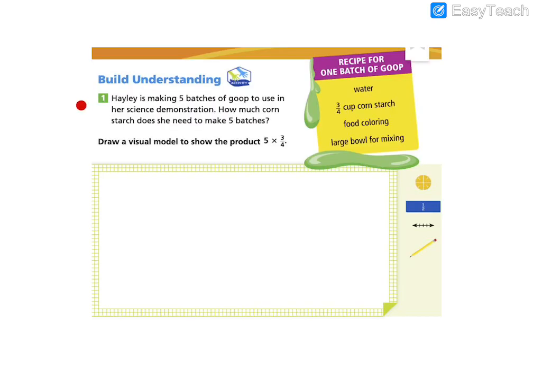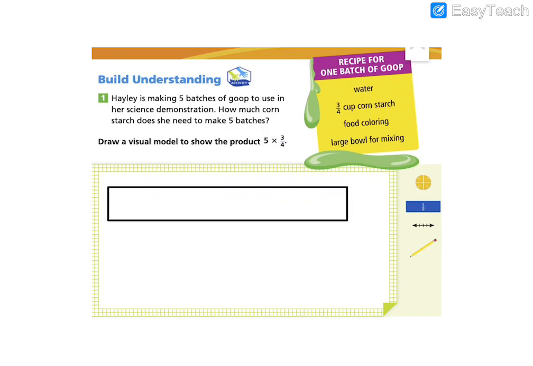Okay, let's look at our first problem. Haley is making 5 batches of goop to use in her science demonstration. How much cornstarch does she need to make 5 batches? Draw a visual model to show the product 5 times 3/4. Okay, so I'm going to use a bar model to show this.